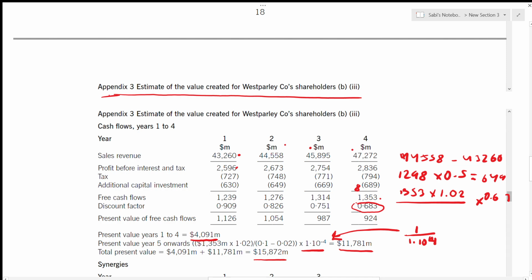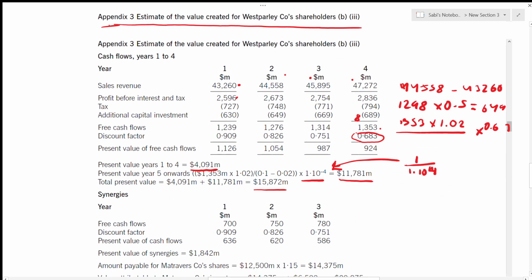We also have to take synergies into account, right? For synergies, we have been given different free cash flows: 700, 750, 780. No need to adjust for tax, already it is adjusted for tax. They told us post-tax synergies. Discount factor, even here, is 10%, right? So then you find the present value of the cash flows and add all. So the present value of synergy is this, right?